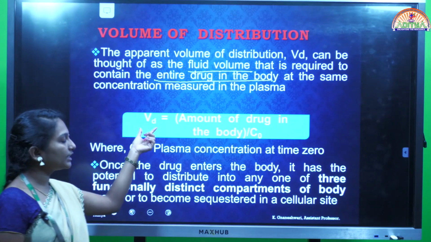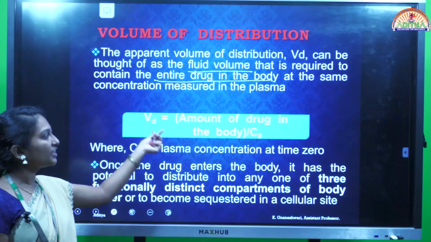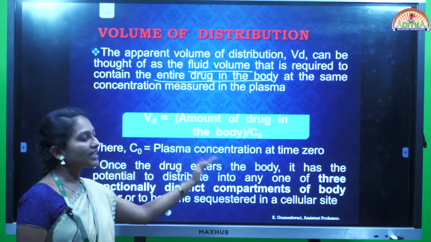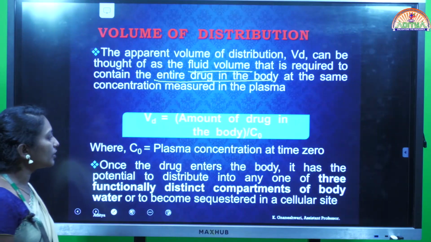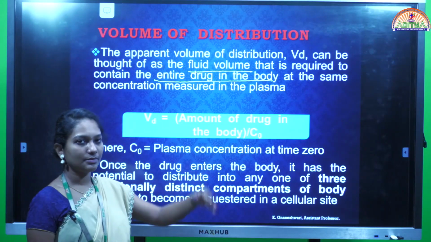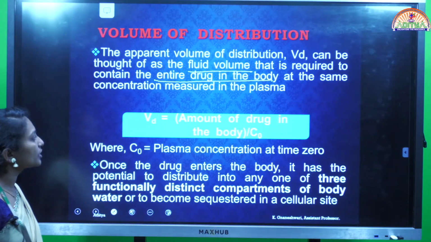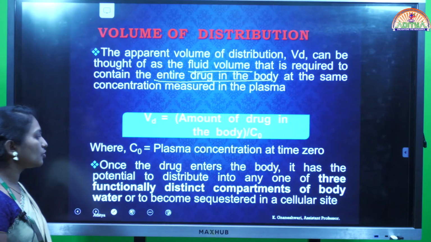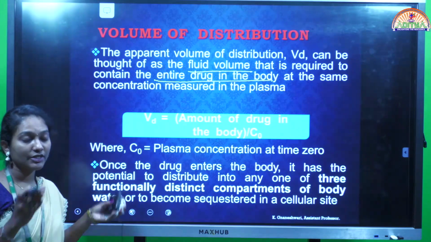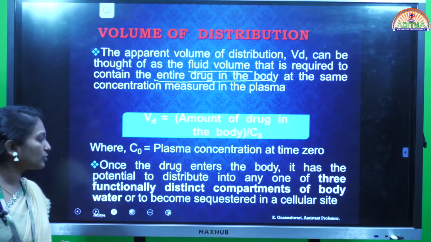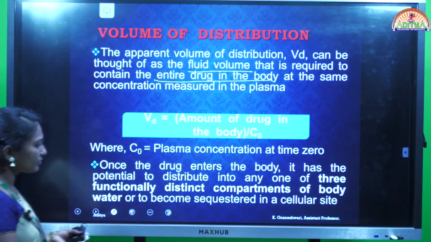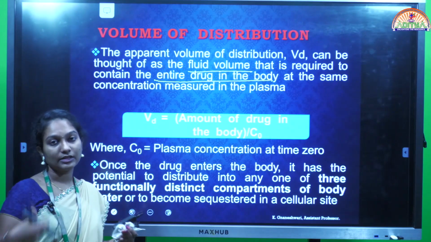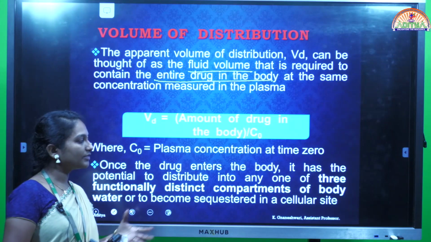If you want to calculate the volume of distribution, VD, it is the amount of drug present in the body divided by the total plasma concentration, where we consider the plasma concentration at time 0. That is the volume of distribution. Once the drug enters the body, it has to get distributed into 3 different compartments in the body, or it can hide out within the cellular site, within the cell gap itself.